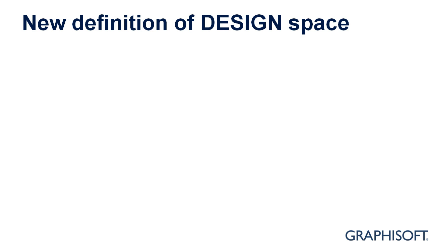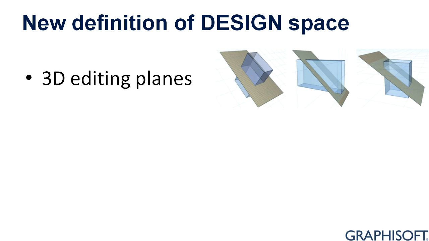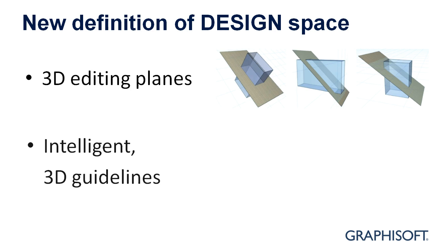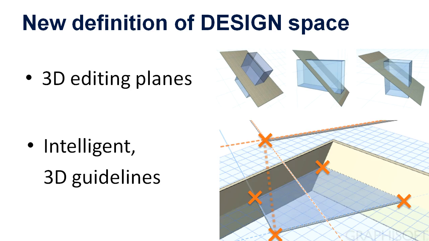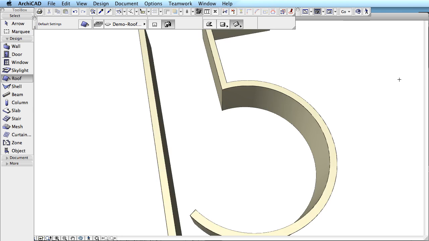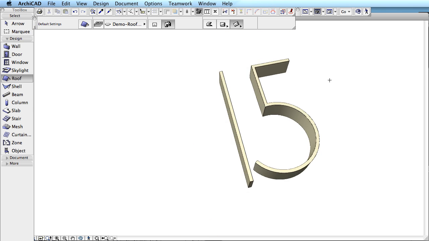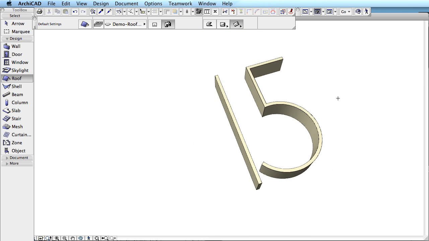ArchiCAD 15 introduces innovative tools such as the 3D guidelines and 3D editing planes to turn 3D into the natural space for accurate modeling of freeform structures. Let's proceed and switch to ArchiCAD now and have a closer look at all the previously described design concepts and workflows in action. Let's see how we can find directions and work accurately in 3D.